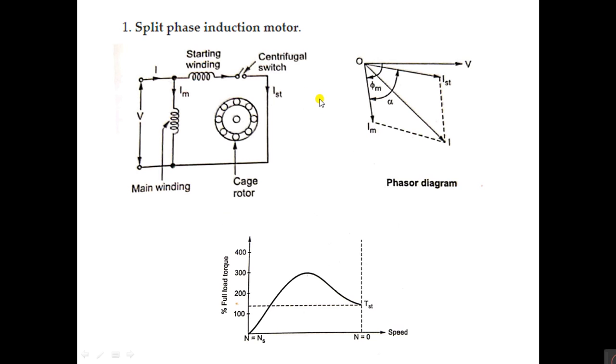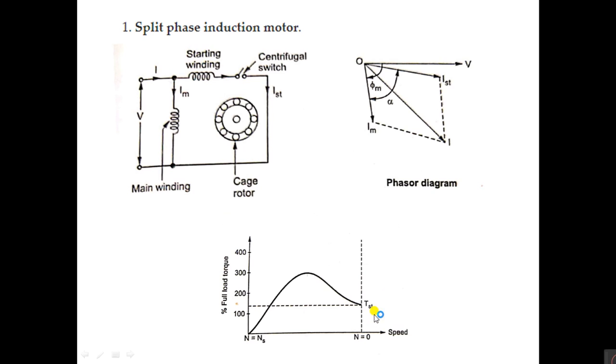Here, starting torque is less than running torque. At 70 to 80% of synchronous speed, the centrifugal switch is disconnected and the motor runs with only the main winding. The speed torque characteristic of the split phase motor is shown in the figure.